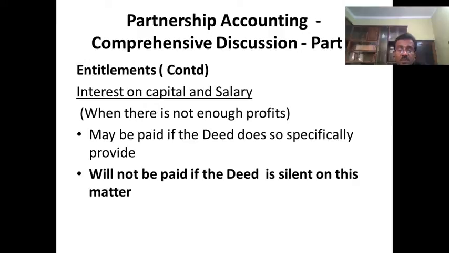But if the partnership deed is silent, then if you do not have profit, you cannot get interest on capital or salary because there is not enough profits. Okay. Because if you take away that, there will be loss in the partnership firm, and that loss will get distributed. So it depends on what is written in the partnership deed. Okay.